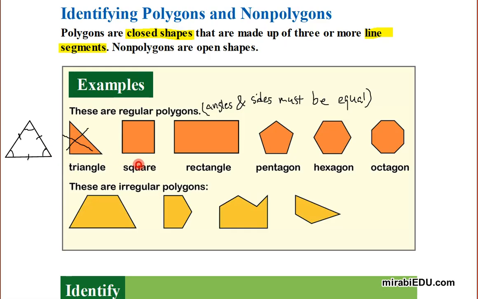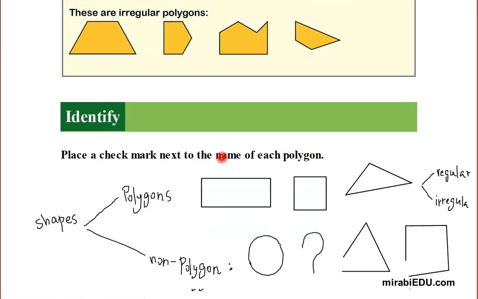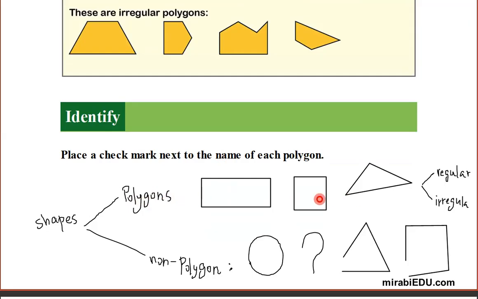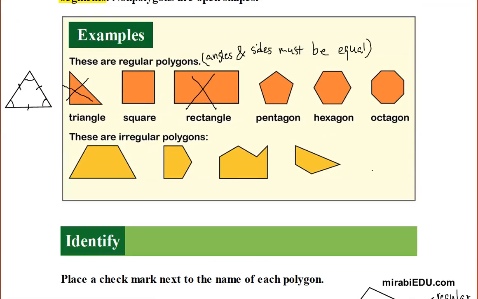Okay, a square is a regular polygon. Of course, a rectangle is not a regular polygon, so this is not a regular polygon again. Because we need both sides and angles to be equal to each other. But in the case of a rectangle, sides are not equal to each other. Of course, a rectangle is a polygon, as I told you here. Rectangle is a polygon, but it is categorized as an irregular polygon. Okay. So let's continue with here.